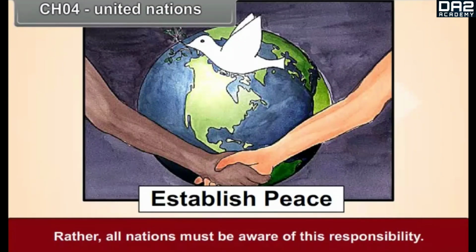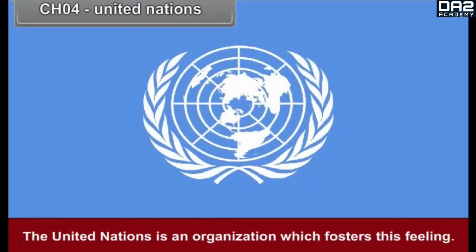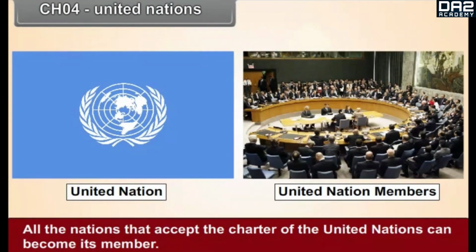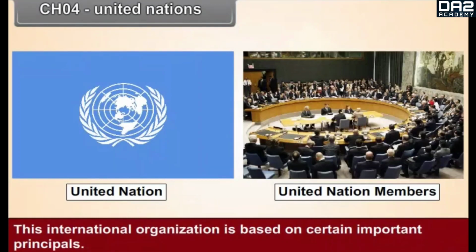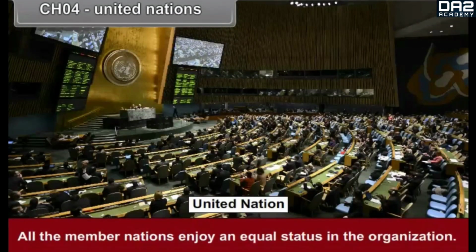This international organization is based on certain important principles. It is an organization of sovereign nations. It is a platform for resolving international issues through peaceful means. All the member nations enjoy an equal status in the organization. All nations are considered equal without any discrimination on the basis of the extent of development or prosperity. It is binding on all member countries to resolve their international issues only through peaceful means.